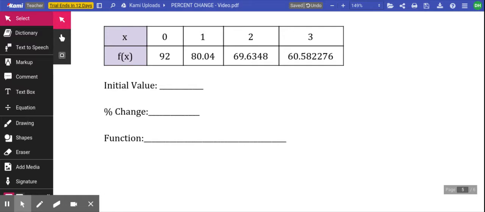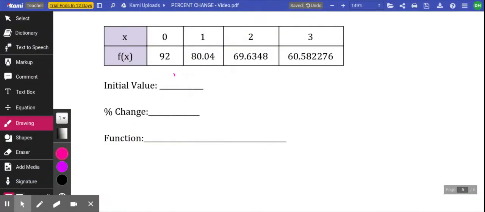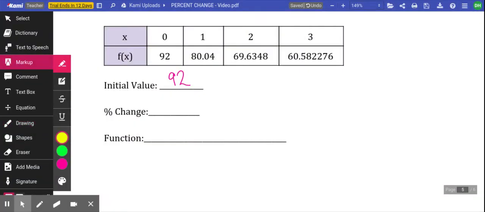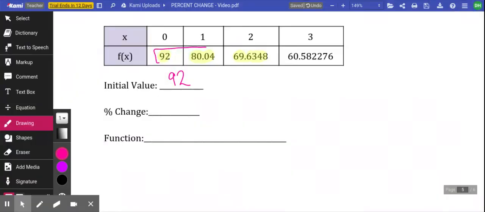All right, what's your initial value here? It looks like we got ourselves a nice 92, but you will notice that the values are dropping, right? We're dropping. So we've got a negative percent change, or our base is eventually going to be less than 1. For that percent change, you can pick any consecutive pair of points you want. So we'll go 80.04 minus 92, divide the whole thing by 92.